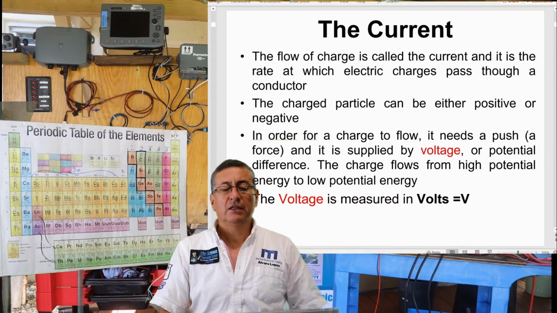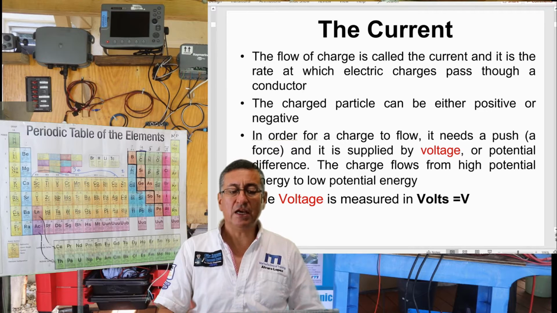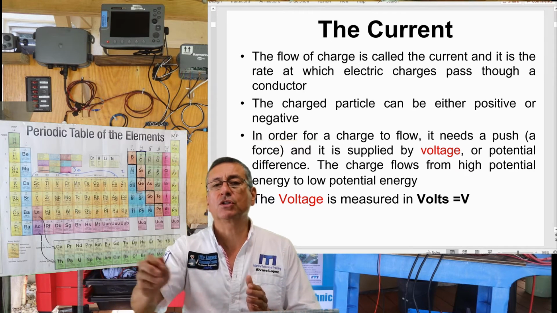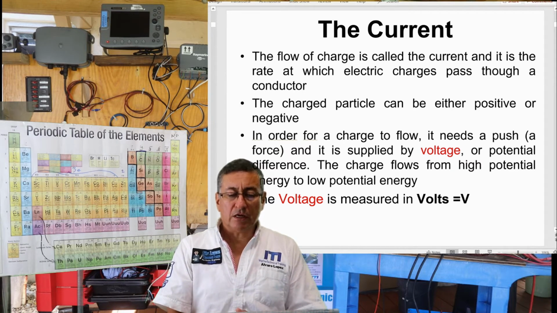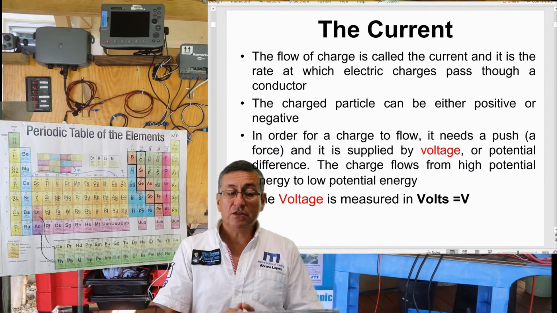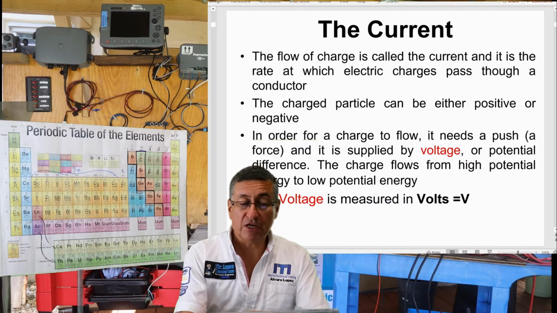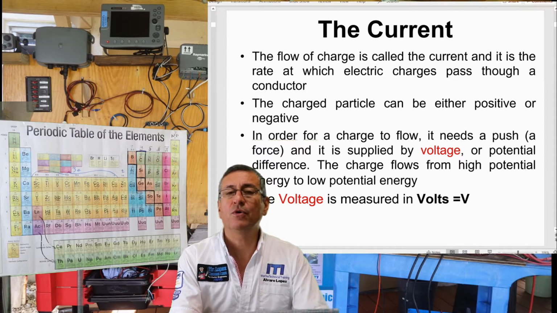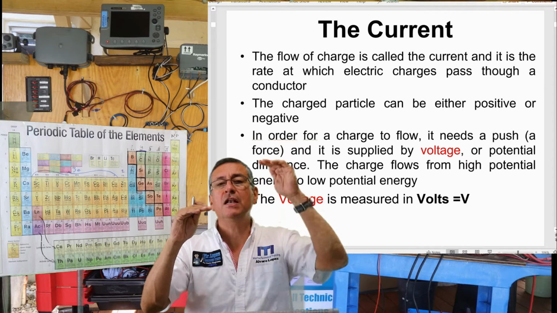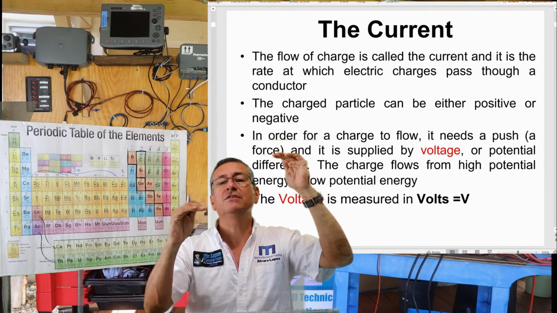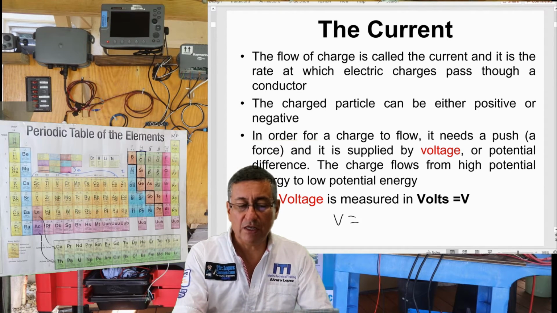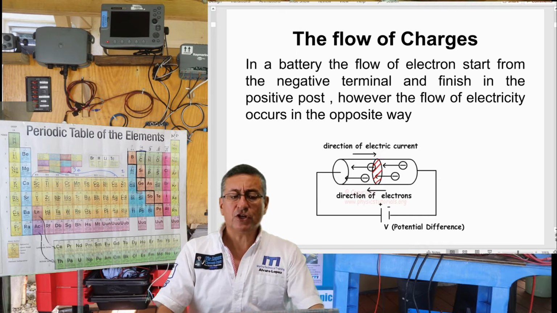All right, the current. The current is the flow of charge, and is the rate at which electrical charge passes from one point to another point through a conductor. In order for a charge to flow, it needs a force, and it is supplied by a voltage or a potential difference. We are going to study later that when you read voltage, really you read the differential in potential between this point and this point. This is the voltage, the differential in potential. And the formula is voltage is equal to intensity times resistance. Okay, the flow of charge.